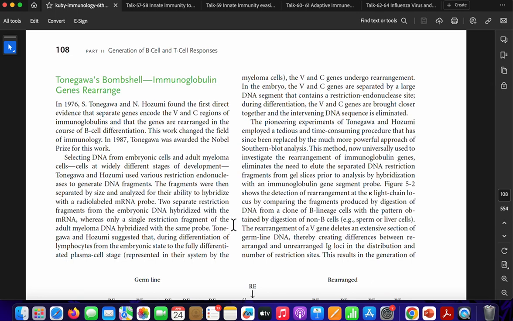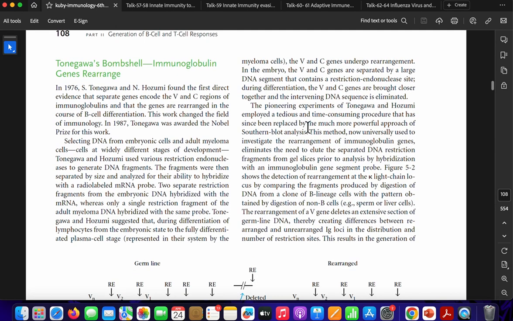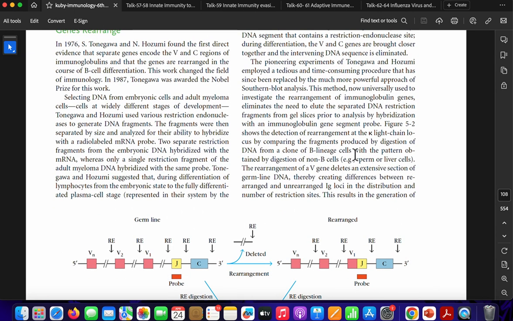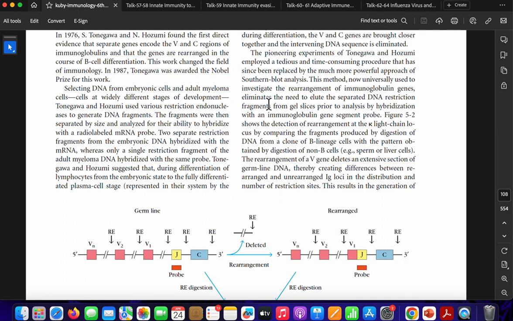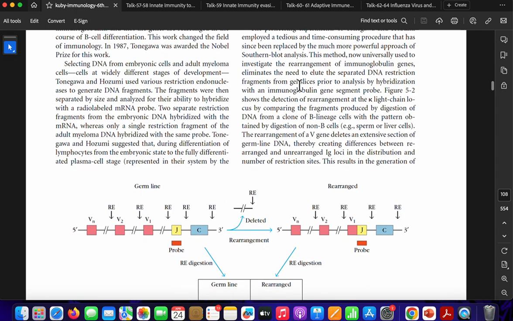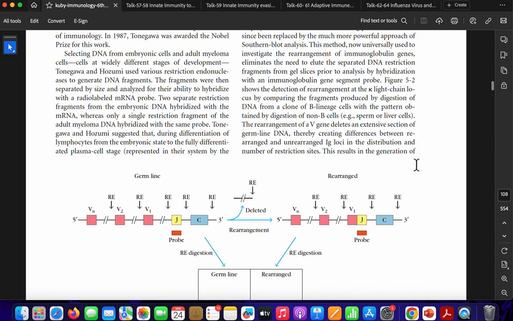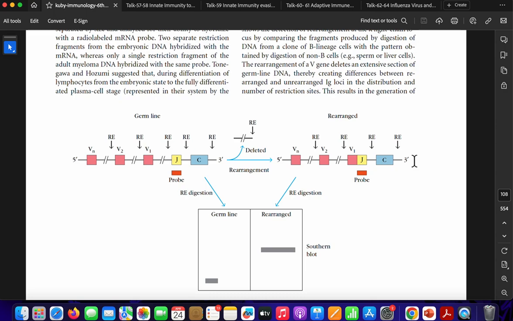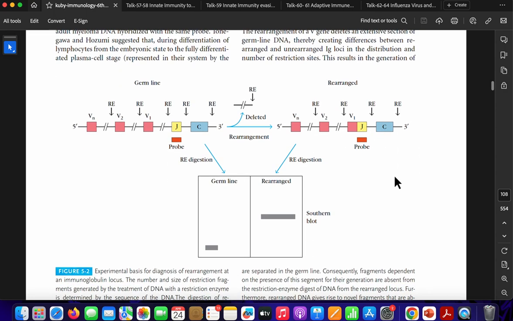The pioneering experiments of Tonegawa and Hozumi employed a tedious and time-consuming procedure that has since been replaced by the much more powerful approach of Southern blot analysis. This method, now universally used to investigate the rearrangement of immunoglobulin genes, eliminates the need to elute the separated DNA restriction fragments from gel slices prior to analysis by hybridization with an immunoglobulin gene segment. So this is germline, this is rearranged.